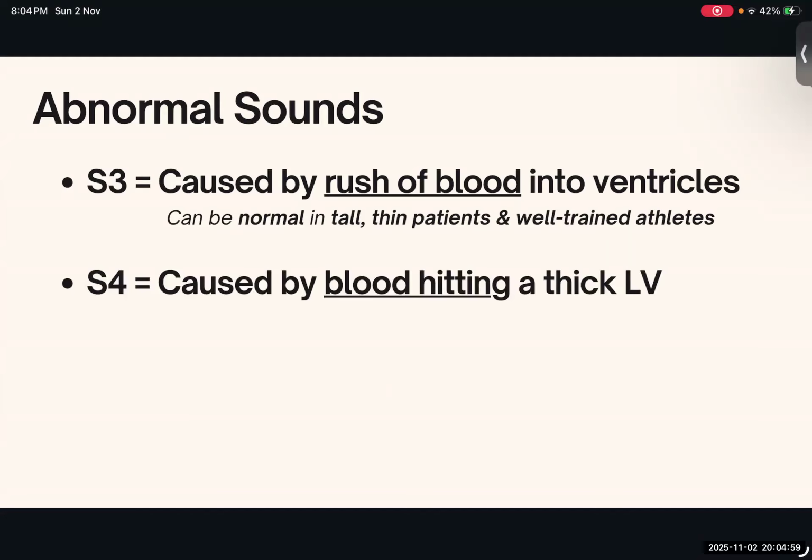And then we have S4, which is caused by blood hitting a thick or non-compliant left ventricle. This is more of a dull sound. The S3 sound is going to be a higher pitch. Now, the S4 sound is always pathologic, okay? S3 can be normal in tall, thin patients and well-trained athletes. These are two high-yield points to remember. I don't think they were mentioned in the lecture, but in previous years, they were always asked about in exams.